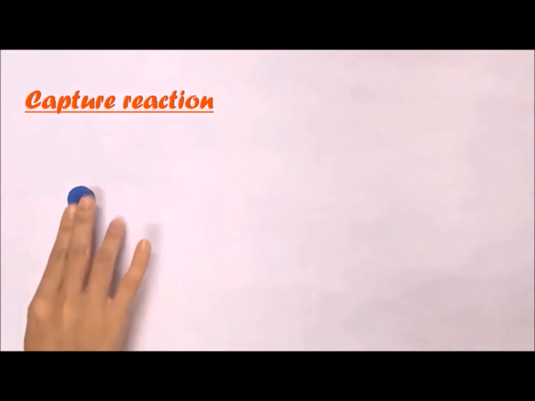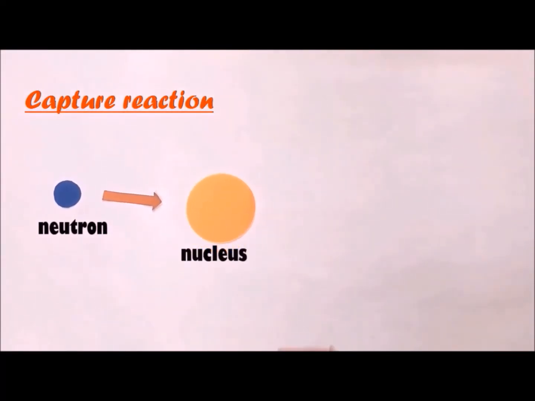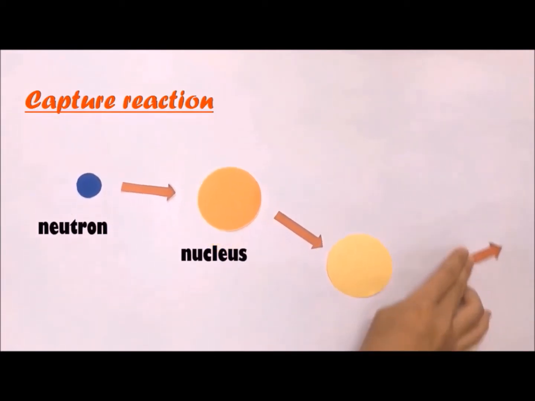For capture reaction, the neutron is absorbed by the target nucleus to form a higher isotope in an excited state. The excitation of the isotope emits gamma ray.